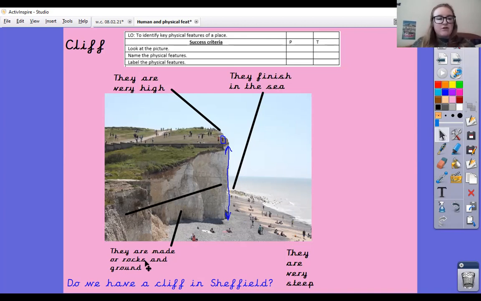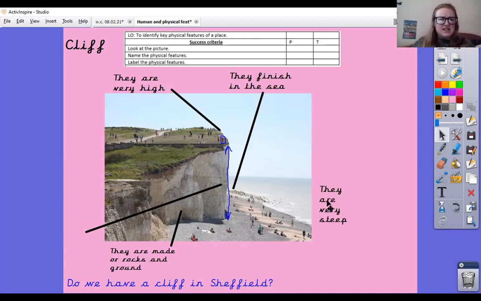They are made of rocks and ground. This is a natural feature. So this cliff is made of rocks and ground. You can go up to it and touch it, and it would be rough and it would feel like rock, like dirt. It might be dirty. It might have bits of grass or plants growing in it. But this cliff will be made of rocks and ground, and they are very steep.